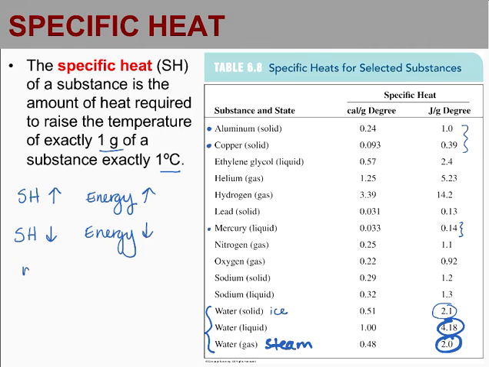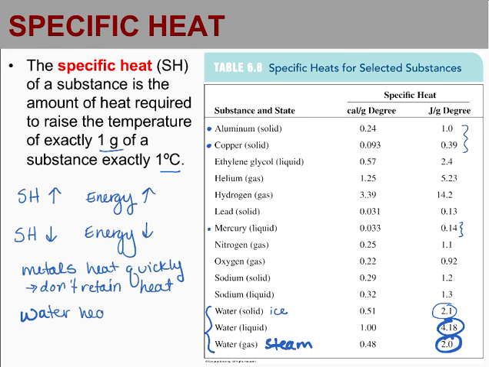So metals, again, heat quickly, but that also means that they release heat very quickly. So they don't retain heat. Whereas water heats slowly, but water can also hold on to heat as well. So it retains heat.